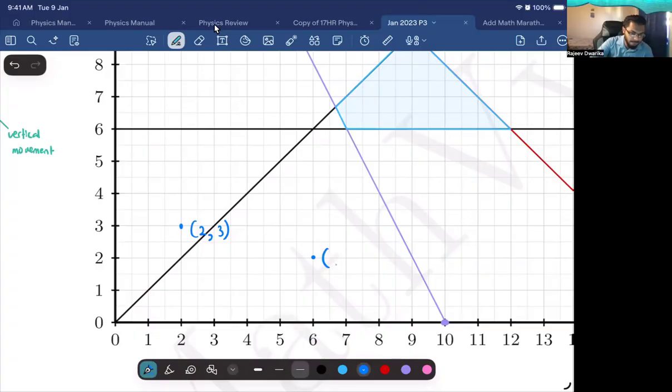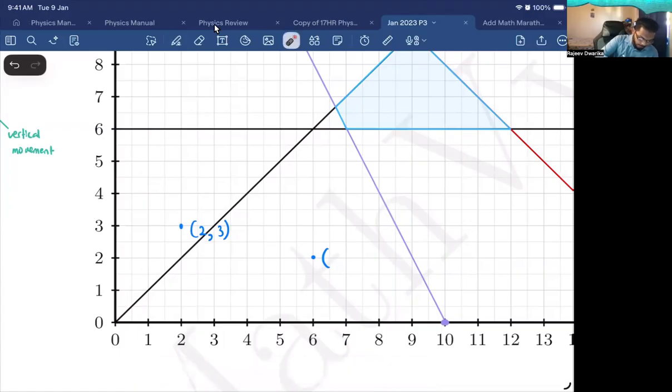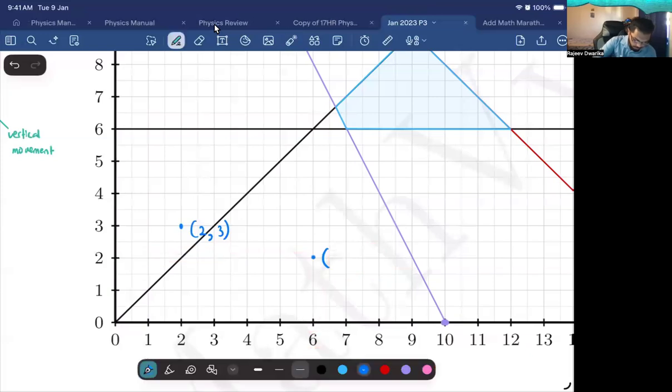2, 3. Nah. So when you're reading points, you read off the value on the x-axis first, then the value on the y-axis second. So watch. The value on the x-axis is 6. So 6, 2. Right.